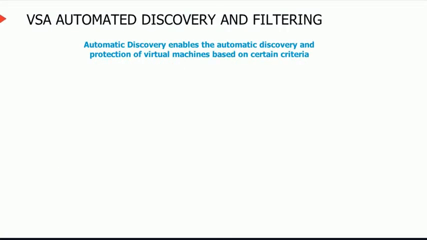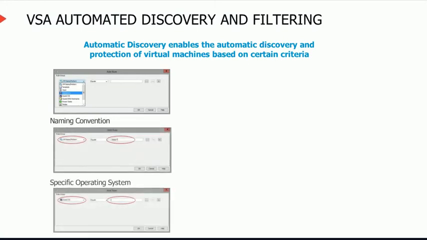One key functionality that CommVault software provides for virtualized environments is our capability to automatically discover new virtual machines that require protection based on specific criteria. This is very useful in dynamic virtual environments where virtual machines are frequently added or removed.